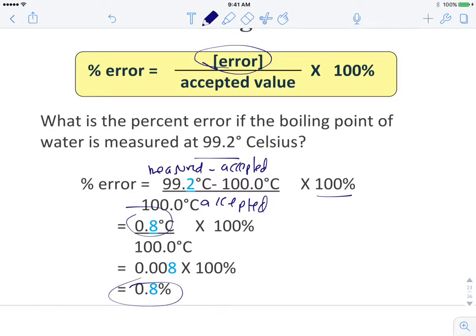So that's a pretty good percent. That's a low percent error. Is there a cutoff for whether it is accurate or not accurate? Not really, but at the same time, you need to comment on how close your result is to the accepted value.